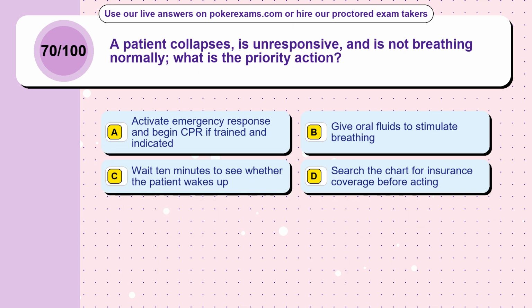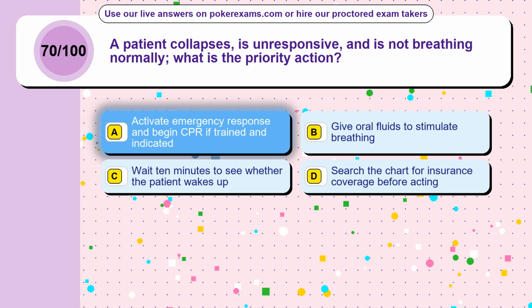Question 70. A patient collapses, is unresponsive, and is not breathing normally. What is the priority action? Option A, activate emergency response and begin CPR if trained and indicated. Option B, give oral fluids to stimulate breathing. Option C, wait 10 minutes to see whether the patient wakes up. Option D, search the chart for insurance coverage before acting.